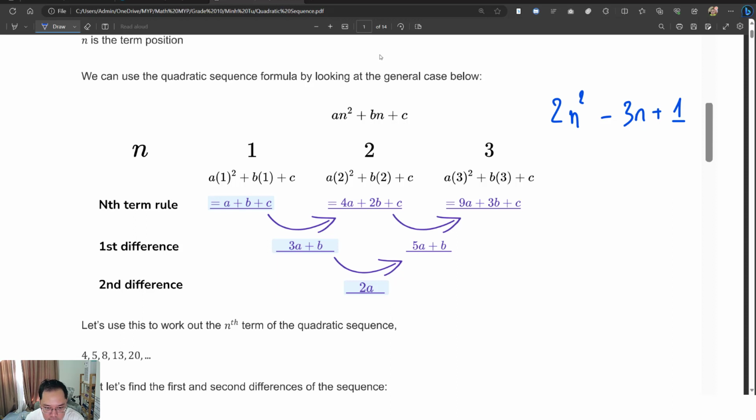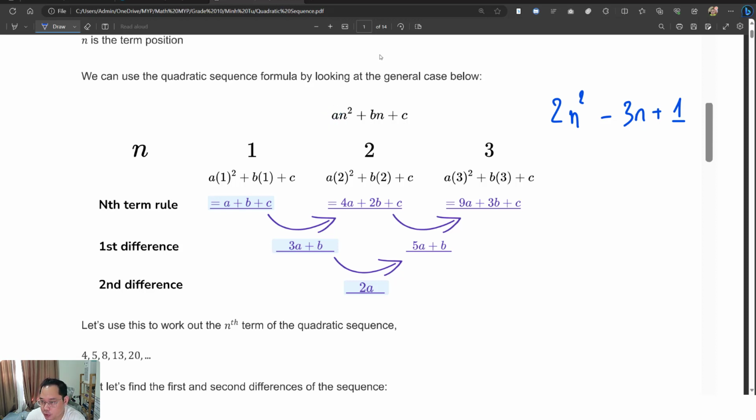So this is the second first difference, 5a plus b. Doing the subtraction again, taking 5a plus b and subtracting 3a plus b, we have the second difference. The second difference is 5a minus 3a, which is 2a, and b minus b cancels out. So 2a is the second difference, and after finding it, we divide by 2 and we get the value a. The value a is the first coefficient, or the first parameter, of this quadratic sequence.